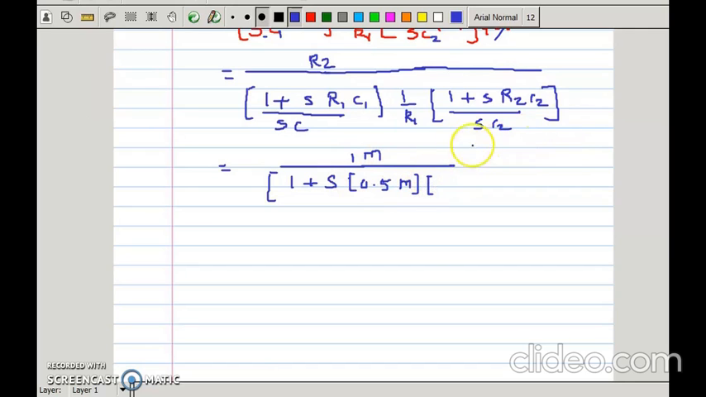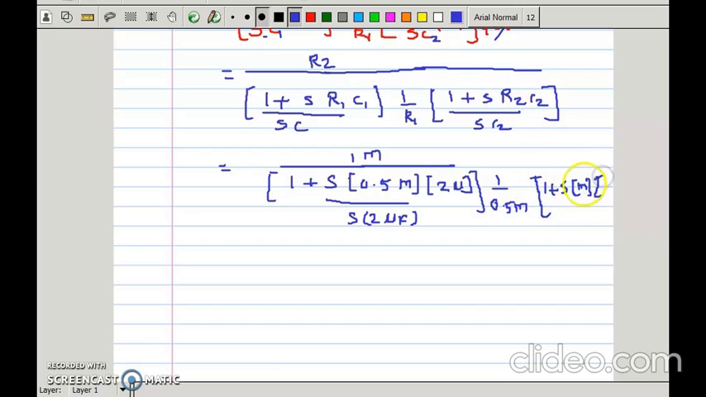So what is the C1 here? C1 is 2 microfarad, right? Divided by SC. So S into 2 microfarad, okay? That's it. 1 upon R1, what is the 1 upon R1? Again R1 is 0.5 mega, right? Again in the second bracket 1 plus S, what is the R2? It is 1 mega ohm, right? And this is C2, so it is 2 microfarad, divided by S C2. C2 is 2 microfarad.